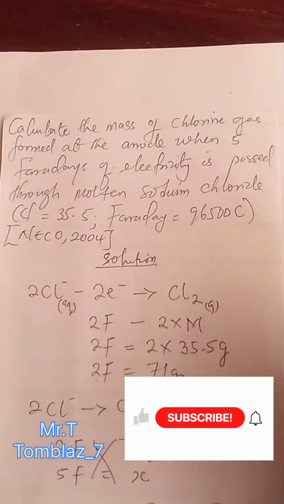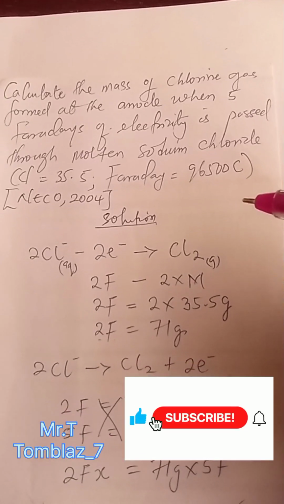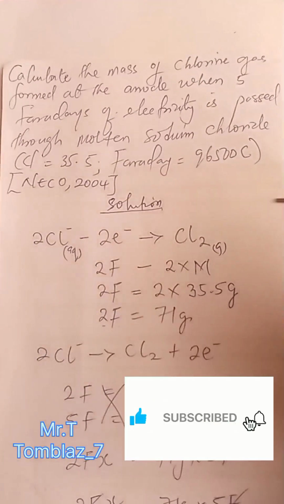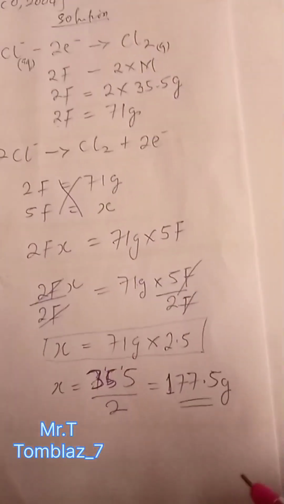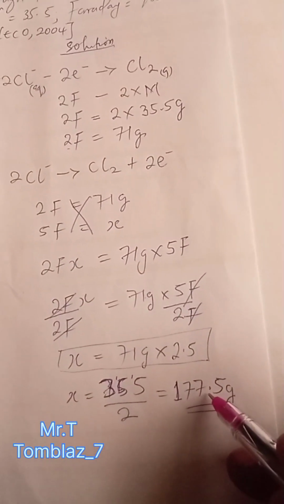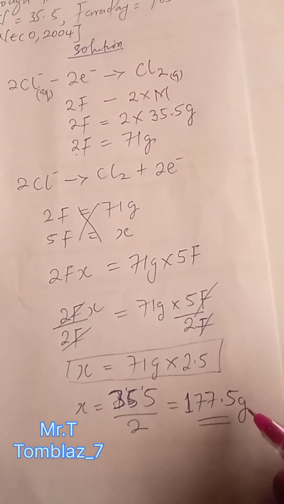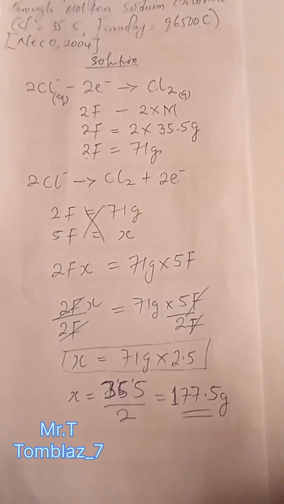So they say we should calculate the mass of chlorine gas formed at the anode when 5 Faradays of electricity is passed through molten sodium chloride. It is 177.5 grams. So this brings us to the end of this calculation.